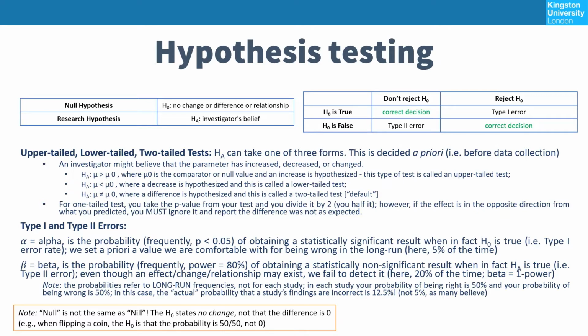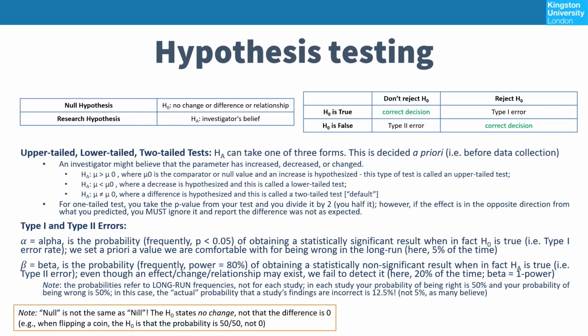Now, the beta value is normally the probability of obtaining a non-significant result when in fact the alternative is true. So this basically means failing to detect an effect or a change or a relationship. Normally this is set at around 20%, which is 1 minus the power of a study. So this is normally calculated with respect to your effect size and the number of participants you have. So we're basically saying that we are okay with failing to detect the effect that we care about 20% of the time. However, I want to stress that these refer to long-run frequencies, not per study frequency.